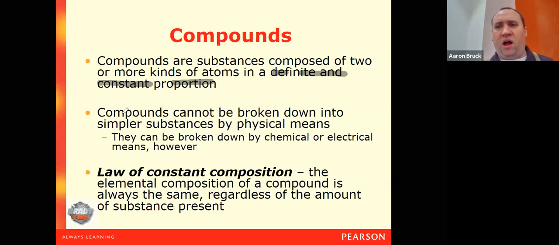And this brings us to our law of constant composition. The law of constant composition says that the elemental composition of a compound will always be the same, regardless of the amount that is present. So again, it doesn't matter how much we have.